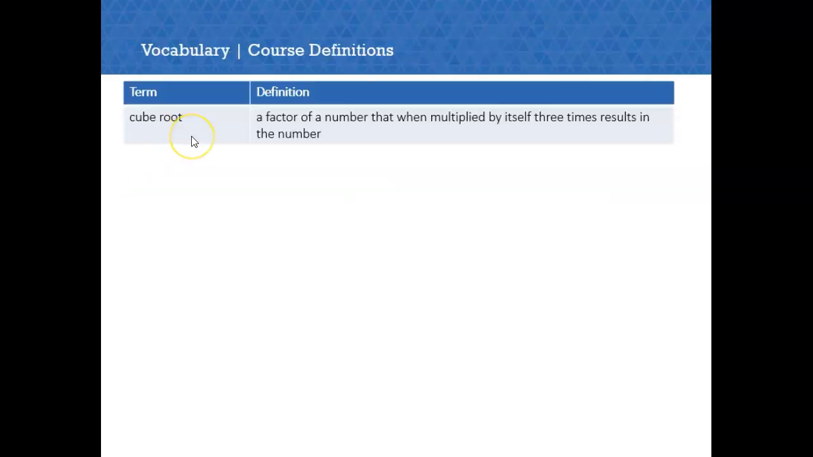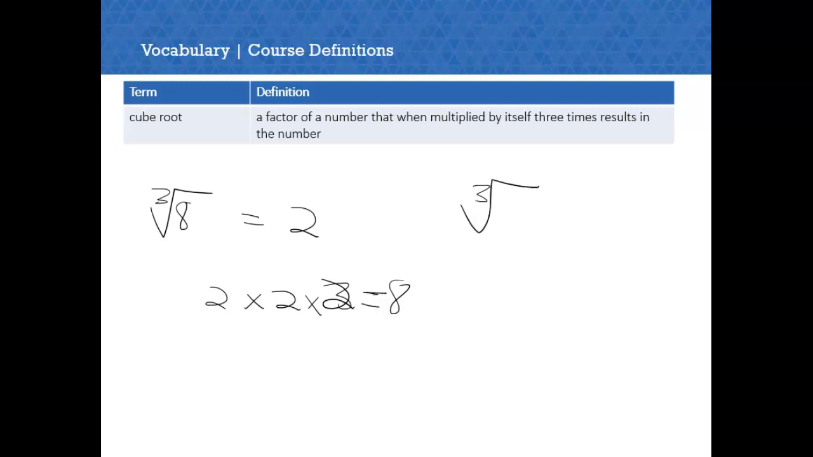So a cube root is a factor of a number that when multiplied by itself 3 times results in the number. So for example, the cube root of 8 is 2 because 2 times 2 times 2 is 8. The cube root of 64 is 4 because 4 times 4 times 4 is 64.